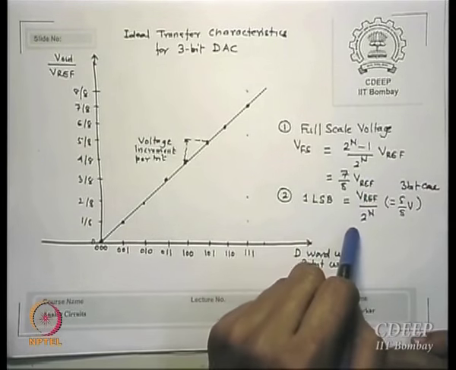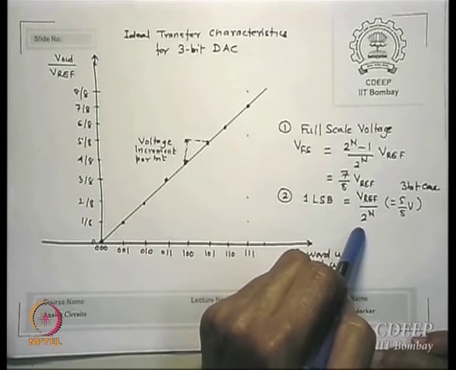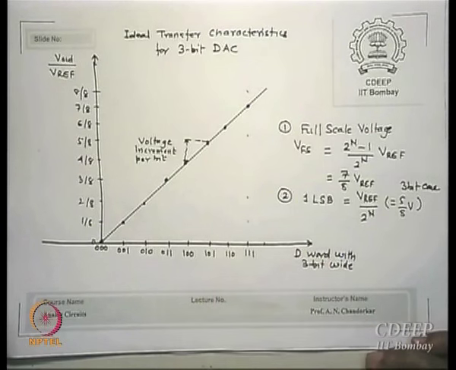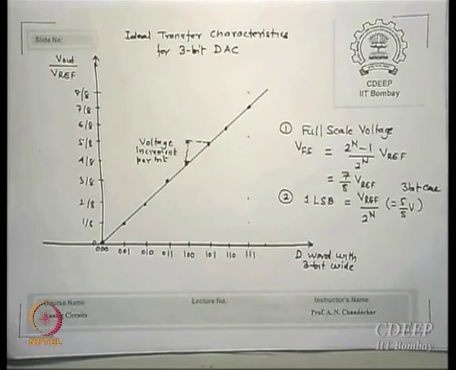Smallest resolution is 1 LSB, which is V reference divided by 2 to the power n. In our case, if it was 8, 1/8 of V reference is the smallest voltage I can separate, is that correct? If I want a better one, then what should I do? I want this to be better than 5/8. What should I do?